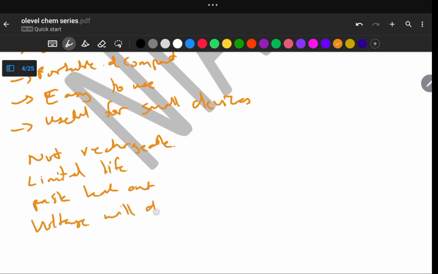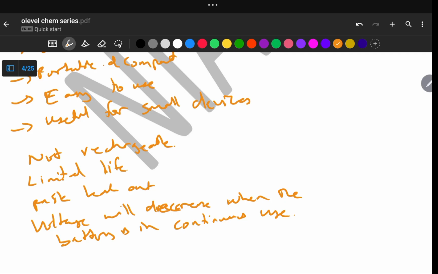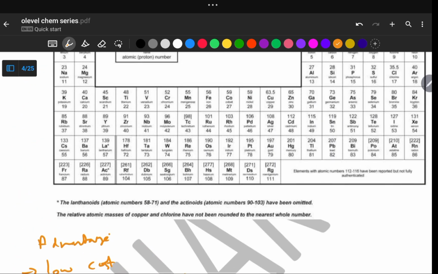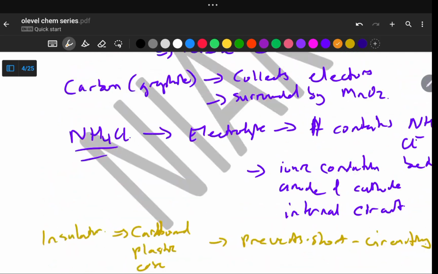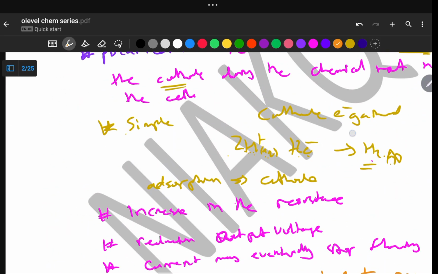and then voltage will decrease with the age of the battery, when the battery is in continuous use, right? So this is what you need to know, this is what you need to understand for the dry cell. Are we together, guys?